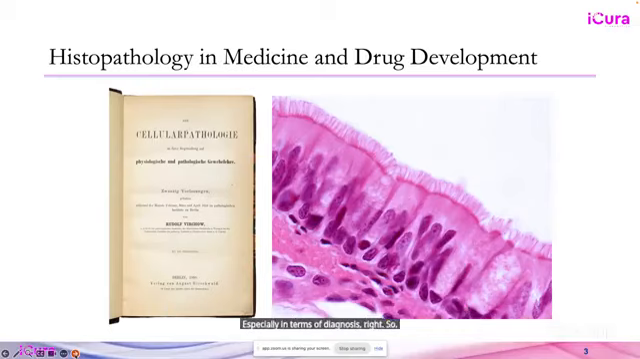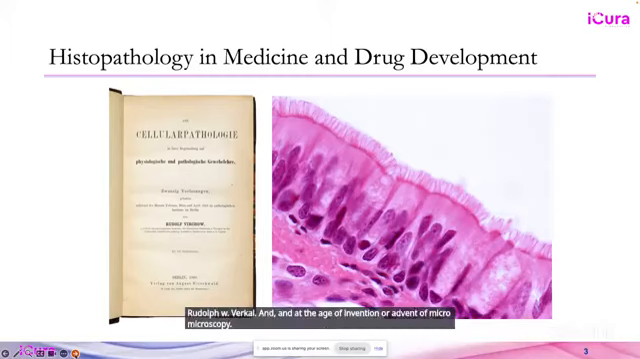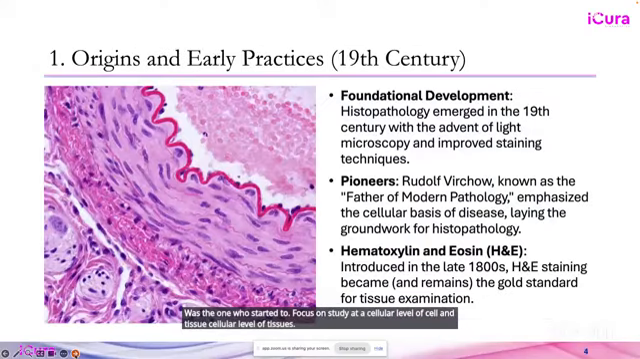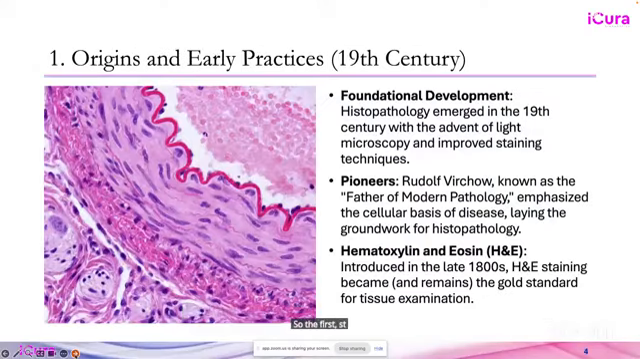The founding father of modern pathology is considered to be Dr. Rudolf Virchow. At the advent of microscopy, Dr. Virchow was the one who started to focus on the study of cells and tissue, the cellular level of tissues. So the first era of histopathology was early practice in the 19th century.